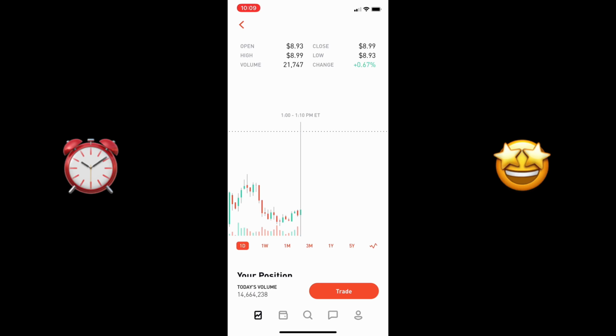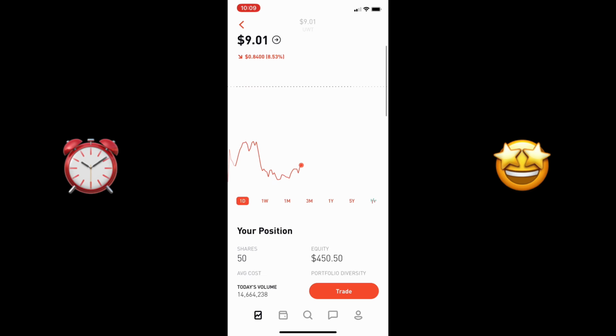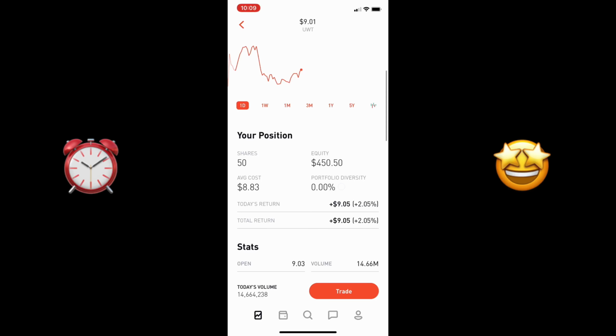So I'm going to take a look at the chart right now and try to figure out where I want to sell my shares. I initially bought them at $8.83 per share, and I'm looking for about 20 cents in profit per share.